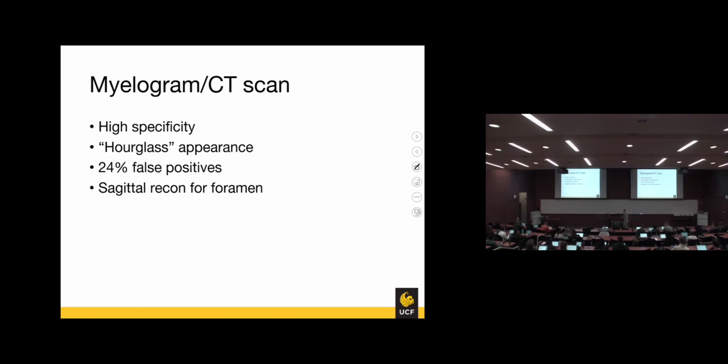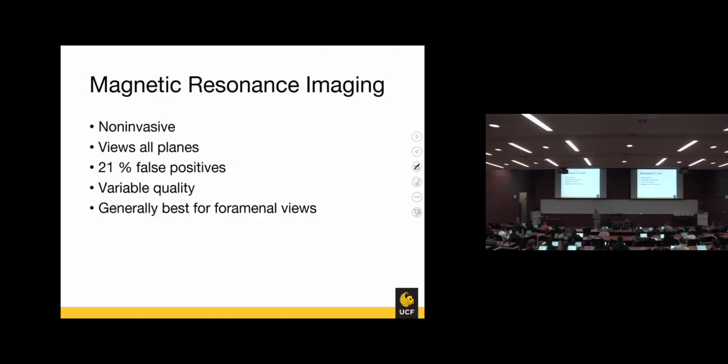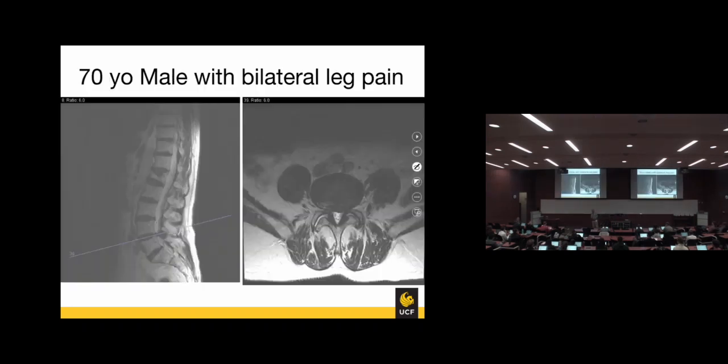All right, so myelogram CT scan has high specificity. You're looking for an hourglass appearance in the canal. 24% are false positives. And then you get sagittal recons to look at the foramen. That is differentiated against the MRI, which is non-invasive, doesn't require the needle. It gives you all the planes without having to reconstruct them. 21% false positives. The quality is variable. It's less so now than it was, say, 5 years ago, because more and more people have upgraded their imaging. But even with a 3 Tesla image, if they don't program it right, they can come out real grainy and not very effective. And then it's really good for looking at the foramen as the nerve root leaves.